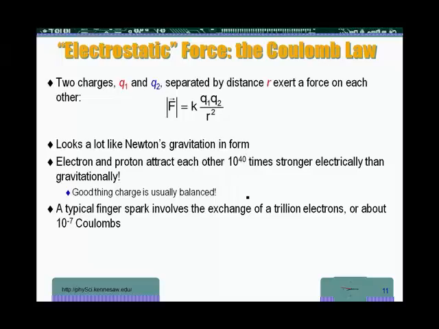Now, we didn't calculate it, but the electrical force, as I alluded to, is about 10 to the 40 times stronger than the gravitational force. So an electron and a proton attract each other with a much weaker force gravitationally than electrically. It might be interesting to notice that a finger spark involves the exchange of trillions of electrons, or about 10 to the minus 7 coulombs.